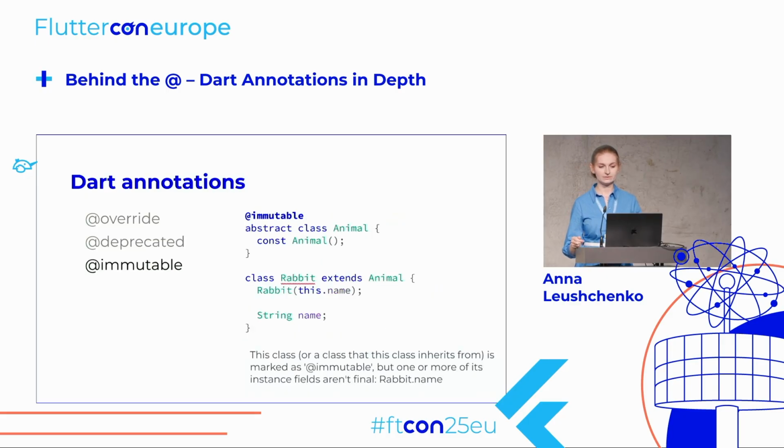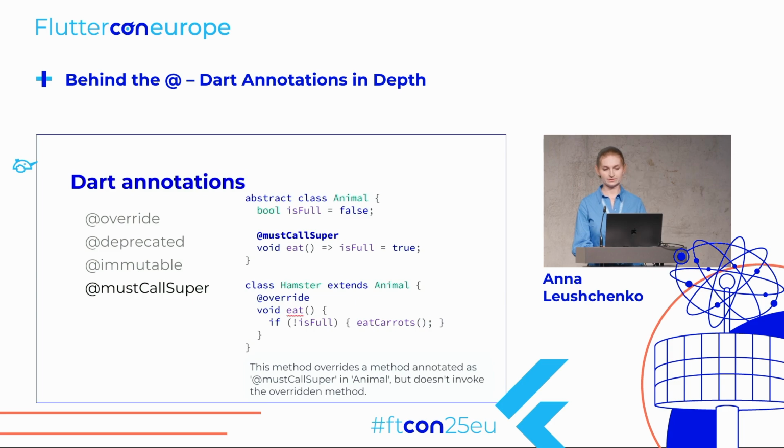Here we have a base class Animal marked with the immutable annotation. That means every subclass of Animal must have only final fields. But in our example, class Rabbit has a mutable field name, and thus we get this warning. It is another way for library authors, or ourselves, really, to enforce the intended usage of a class and prevent mutability bugs.